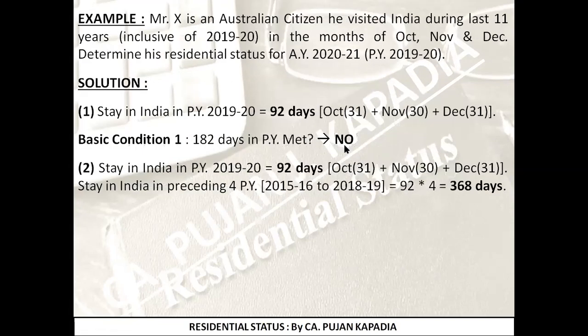Now let's check the second condition. Second condition is further divided into two parts. A part says he should be in India for 60 days or more. He is for 92 days. So yes, my A part is being fulfilled.